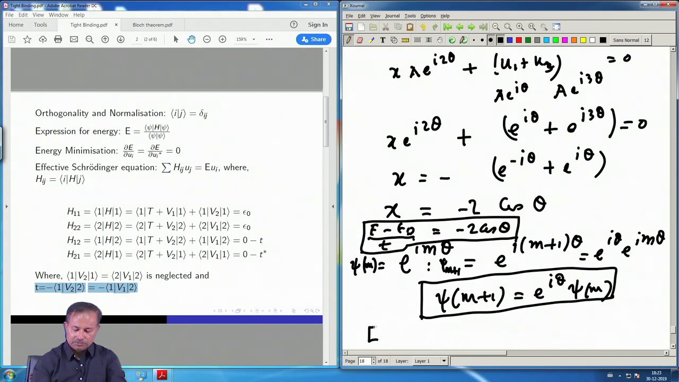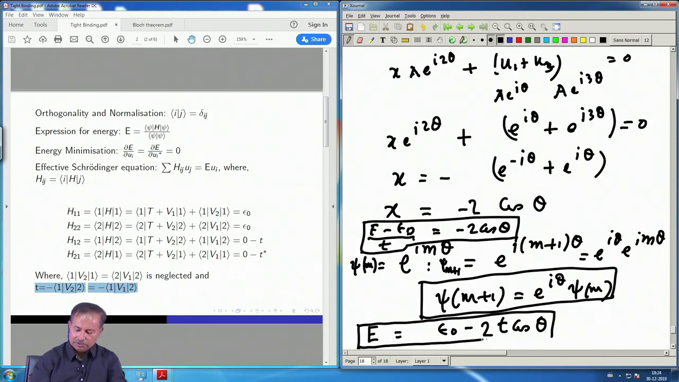So, E equal to epsilon naught minus twice t cosine theta. So, this gives me the solution for the energy for this 3-side problem. So, now let us try to generalize it to an n-side case.